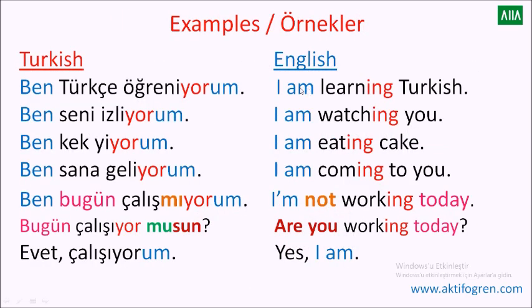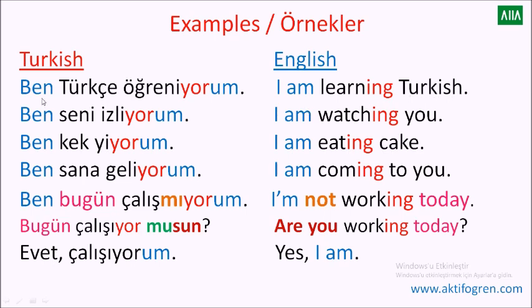So let's see the other examples here. English on the right side, and on the left, as you see, Turkish. So I'm trying to give more examples to help you learn so effectively and easily. I hope it's going well. So here, first sentence, I am learning Turkish. That means, as you see, there's an object.